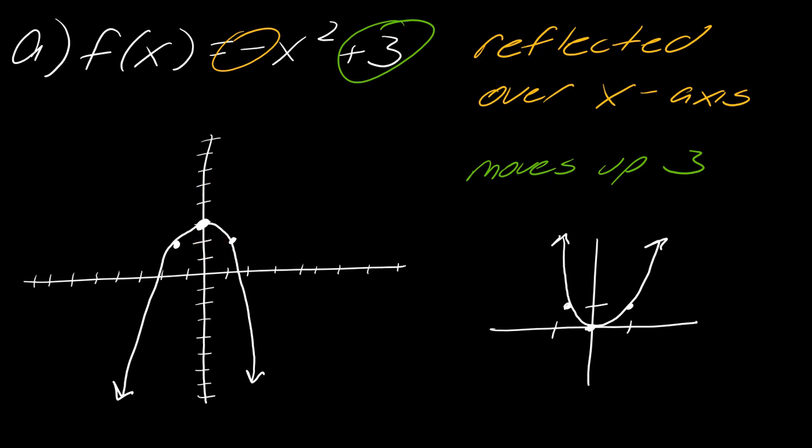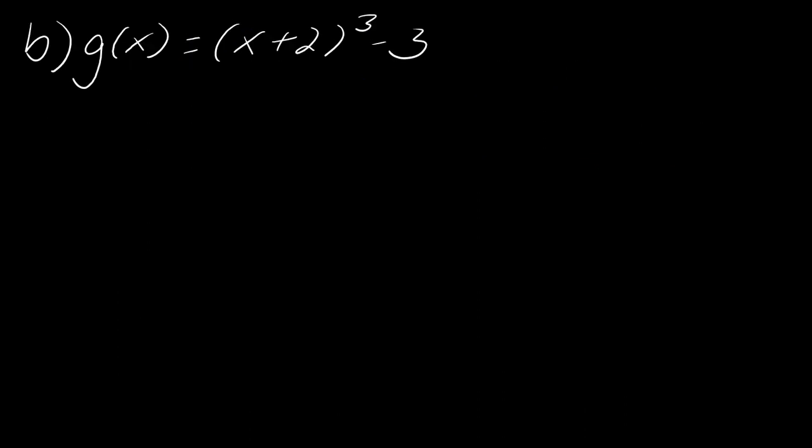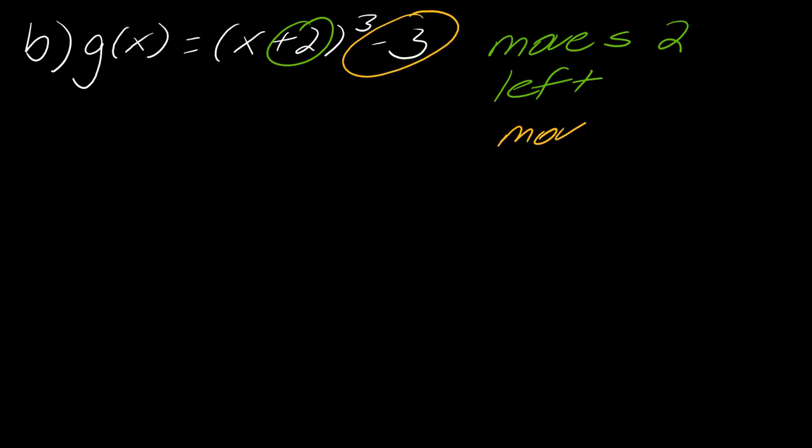Okay, so that's the way that we want to think about these problems. So let's take a look at another one. Now I've got g of x equals (x plus 2) cubed minus 3. Just thinking about what happens here, this plus 2 happens on what I always think of as the inside of the function. So it moves 2 to the left, right? And then this means it moves 3 down.